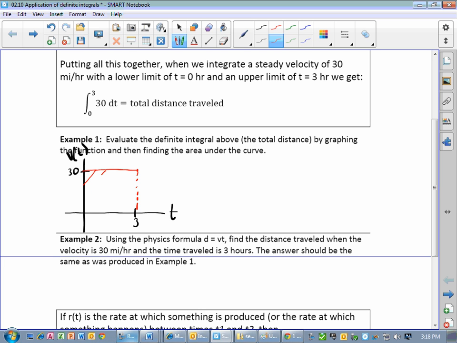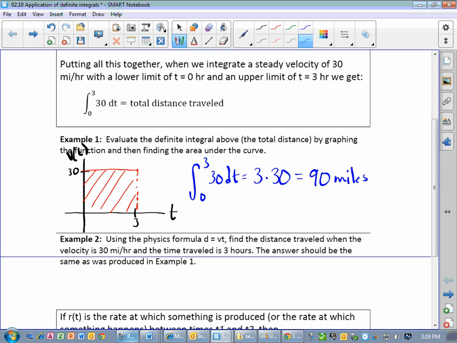So we're actually going to be finding the area of what shape? A rectangle. So the integral from 0 to 3 of 30 dt will be, well, the base of this rectangle is 3, and the height is 30. And so we get 90. And it says it's the total distance, so based on the units, 90 what? So what would be the distance? 90 miles.